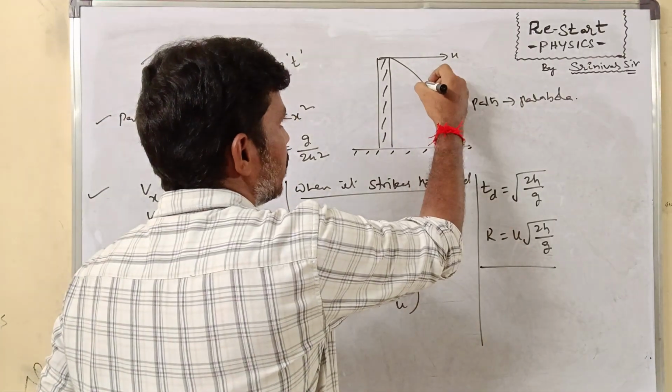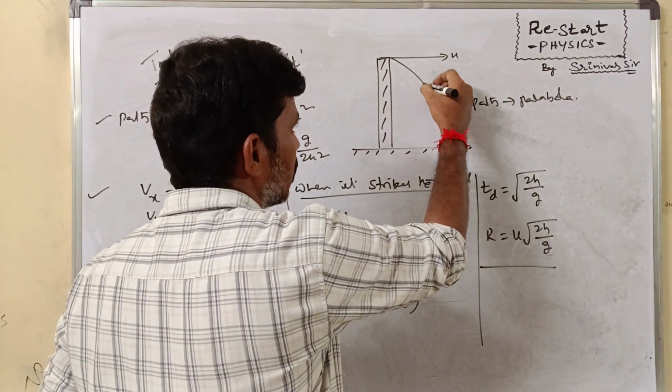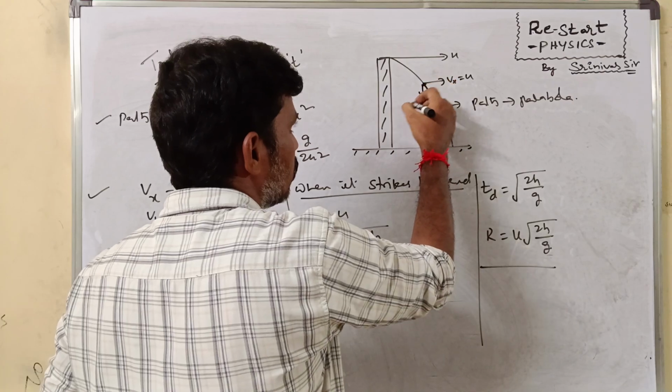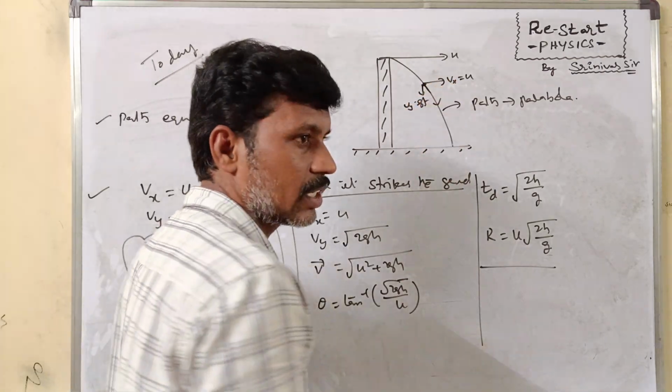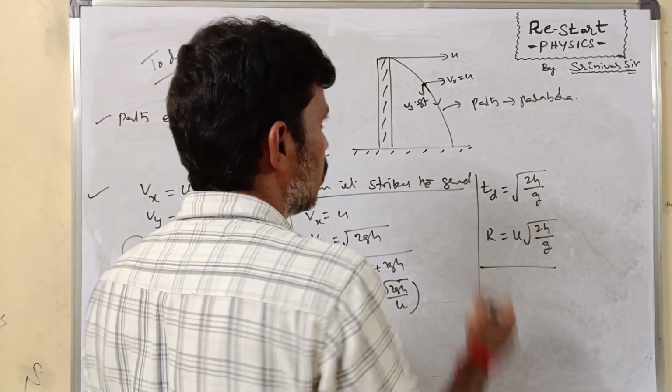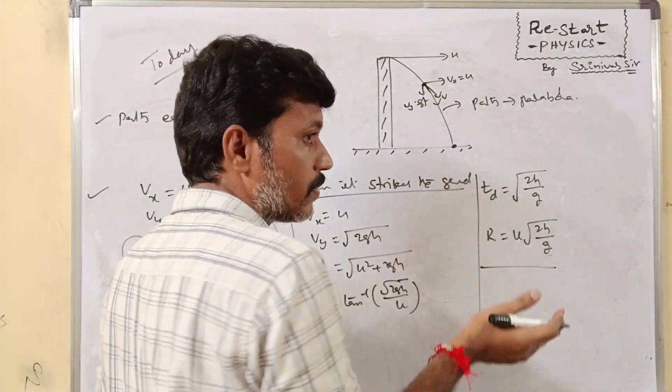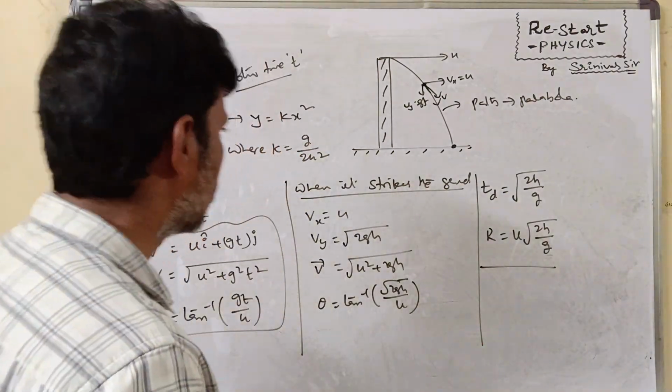So how to find the velocity vector? The velocity vector at any time t: vx is equal to u only, and vy is equal to gt, which depends upon time, 1 second, 2 seconds, 3 seconds. So the question is done. Here we find the velocity at two places.